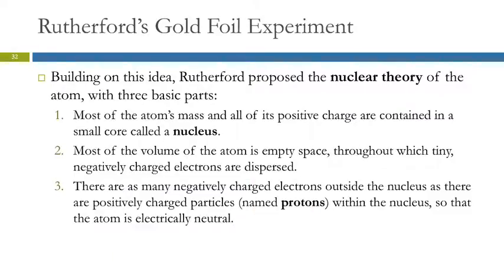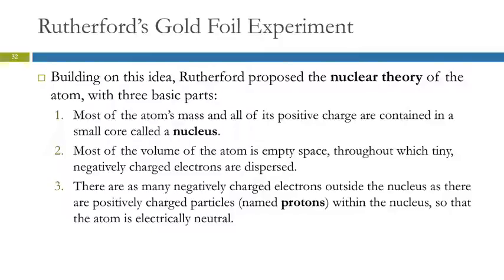So Rutherford proposed the nuclear theory of the atom. Most of the atom's mass and all of its positive charge are contained in a small core called the nucleus. Most of the volume of the atom is empty space, and in that empty space we have tiny negatively charged electrons that are distributed. Didn't really comment on how they are distributed. That's a whole other issue.